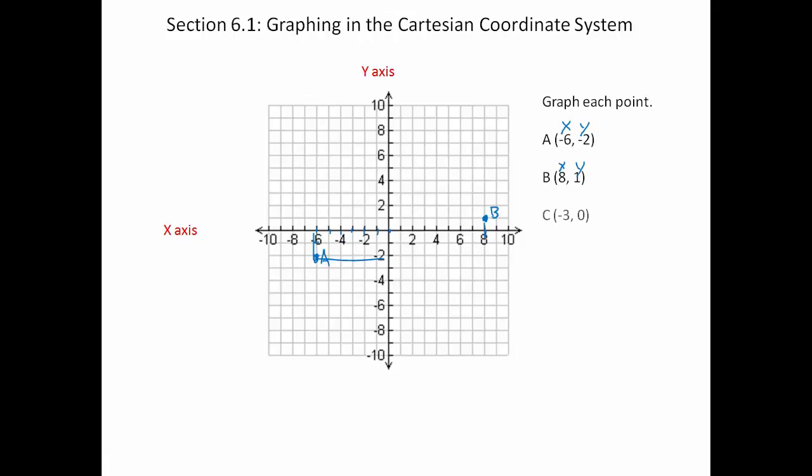Last but not least, C, which is (-3, 0). Again, x comes first and then y. And we know that 0 is kind of weird, so let's see how this works. First, I'm going to go -3 in the x direction, which is back 1, 2, 3, right here. And then y is 0, so I don't go up or down at all. That means that my point, C, is going to be right here. It's going to be on the axis.